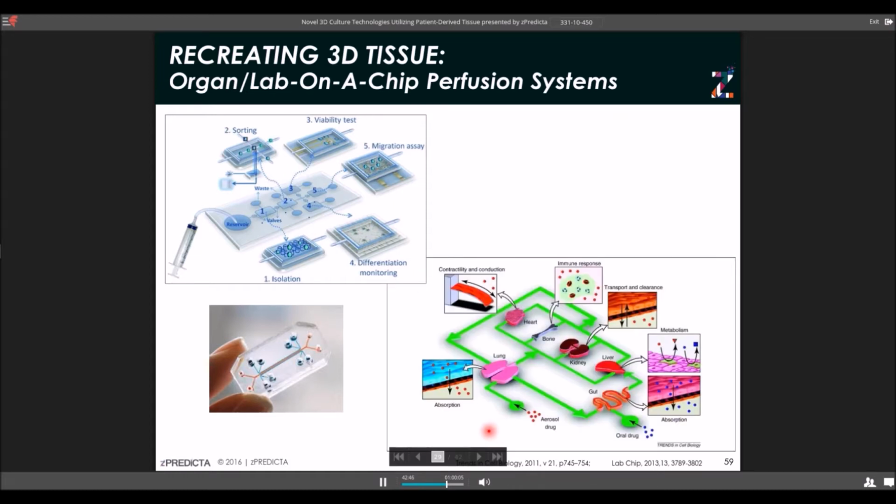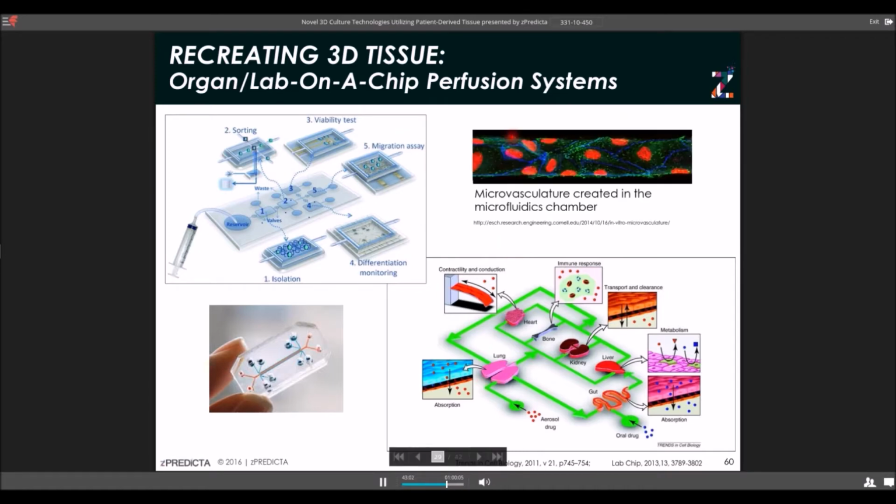Or these individual wells can be set up to represent different organs and really reconstructing. So here's heart and bone, lungs. So really having a human on a chip type of reconstruction. And this provides dynamic perfusion, with an example of a microvasculature vessel created using the microfluidic chamber with the dynamic flow. And these systems will also require correct microenvironment to set up these different organoids.